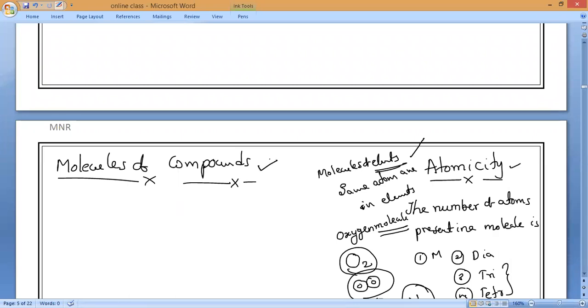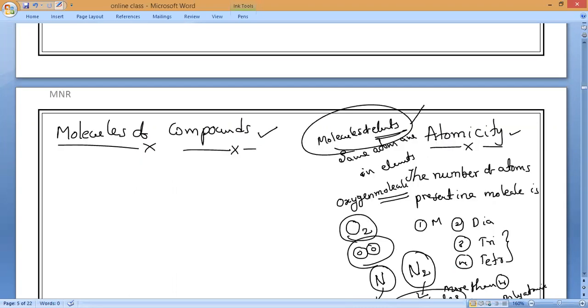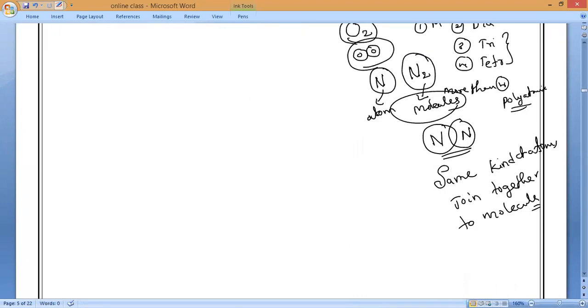If you observe very carefully, yesterday for molecules of elements I used to say one more name. Can you tell me what that name is? All the same kind of atoms are present. Homoatomic molecules. They are called homoatomic molecules because the same kind of atoms are present.